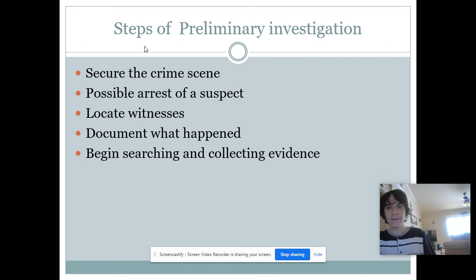Next, even if the suspect isn't there and the officer has no clue what happened, there might be a witness who actually saw the whole crime occur, so it's very important to locate the witness. Next, the officer has to document what happened, because it's important to keep a record of the events that happened. And the last thing they need to do is to begin searching and collecting evidence.